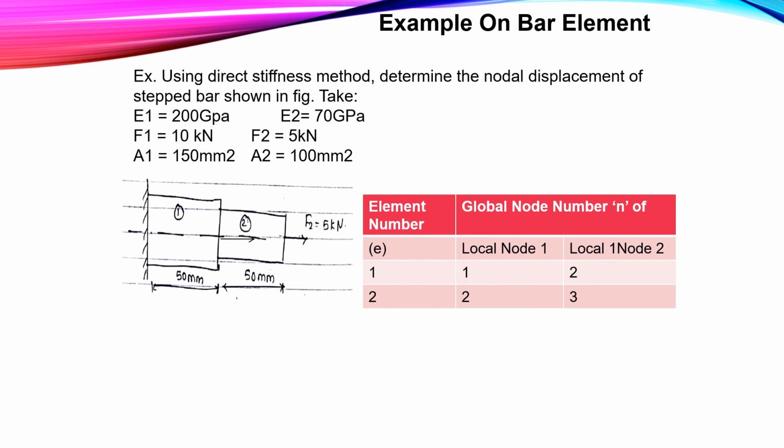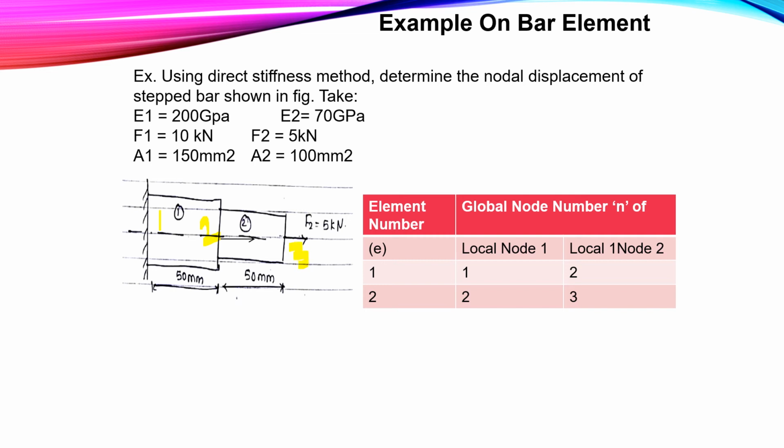So first of all, we solve this numerical using finite element analysis. It is the discretization. We already discretized this into element number 1 and element number 2. Element number 1 has local nodes 1 and 2, and the second element has nodes 2 and 3.